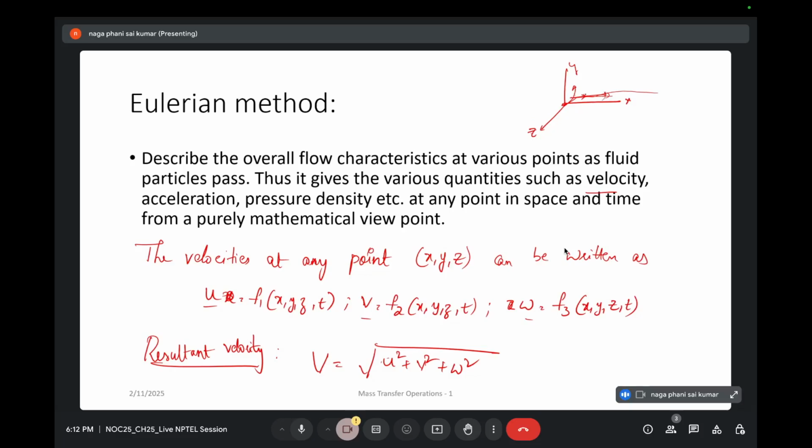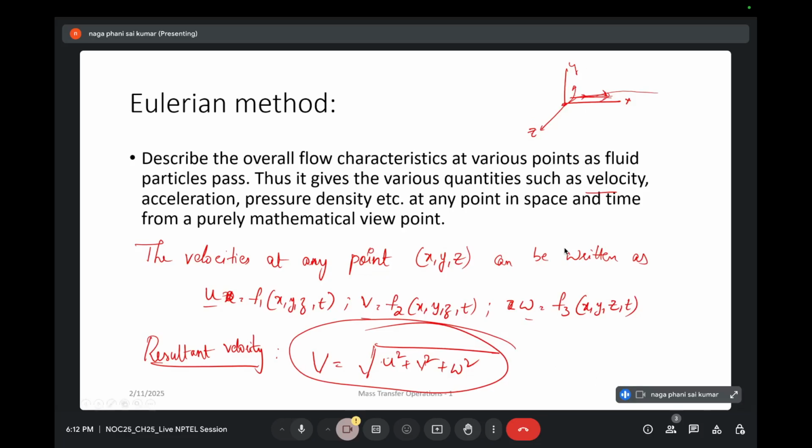So if you resolve the components of velocity, it will be having x component velocity, y component velocity, and z component velocity as well, right? So in order to find the resultant velocity, or the actual velocity of the particle with which it is moving, this is how we will be calculating. We'll be taking squares of velocities in all the three directions, and then we'll be taking a square root.